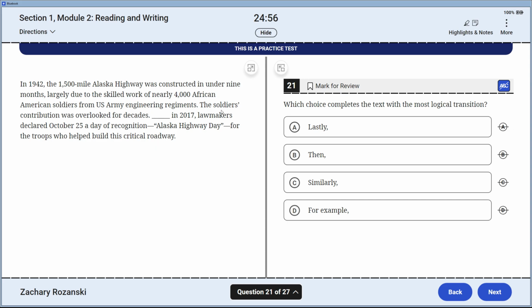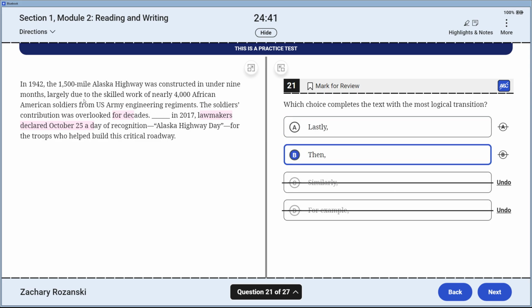Absolutely brutal. So the Soldiers' Convent was overlooked for decades. In 2017, lawmakers declared a day of recognition. I wanted a little bit of contrast, but it's not present. It's not the same. It's not an example of the thing to the left. It's either lastly or then. As I read this sentence, the 1,500 miles, nearly 4,000 Americans, the Soldiers' Convent was overlooked. Then, finally, right? Lastly, isn't it? Because it's not the way in which sequence is going, and it's not like a logical conclusion of this. It's almost some sort of contrast, but then is going to be the right answer.